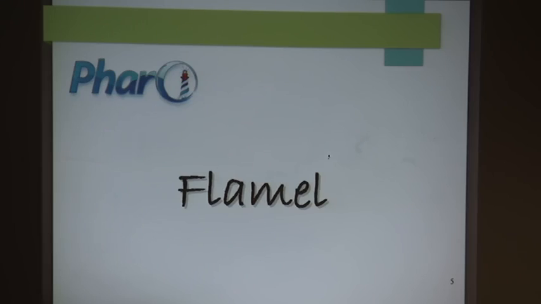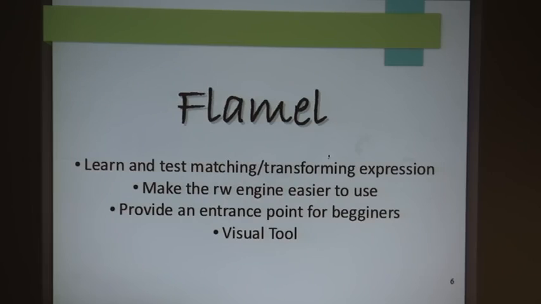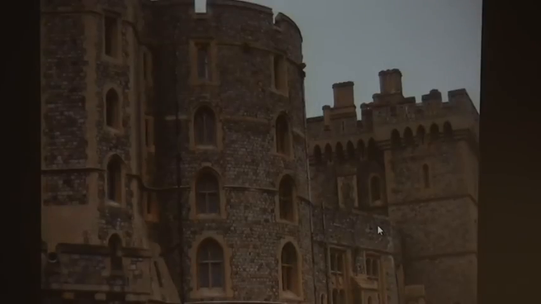So what I did was start with Flamel. The goal here is just to learn how to test and match a transformer expression, then make a better API to use it, and delay those kinds of decisions. So you can create a rule and then say, okay, use it for match, use it for transform, show me the results, and that kind of stuff. I will show you this running.